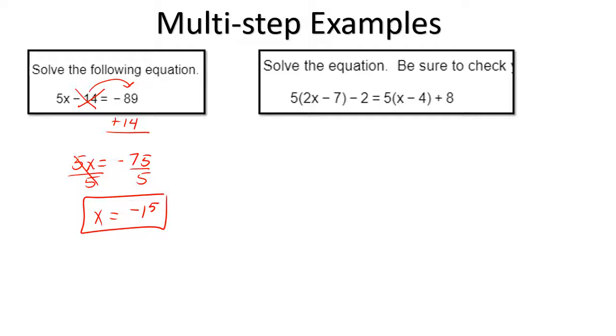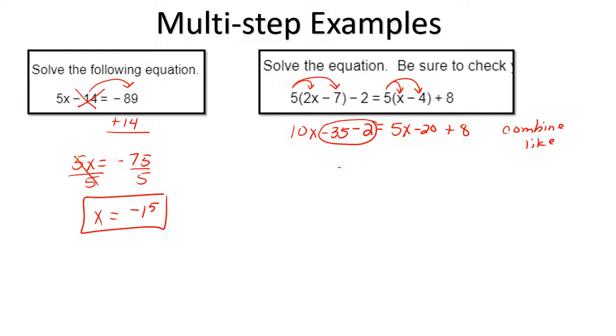In this other equation, I would need to eliminate the parentheses. So I multiply using the distributive property to get 10x minus 35. Do not multiply that minus 2, just bring that down. Then multiply on the other side of the equals to get 5x minus 20, and then bring down the 8. Next, you would need to combine the like terms that are on the same side. So I have negative 35 minus 2, which is negative 37. And I have negative 20 plus 8, which is negative 12.